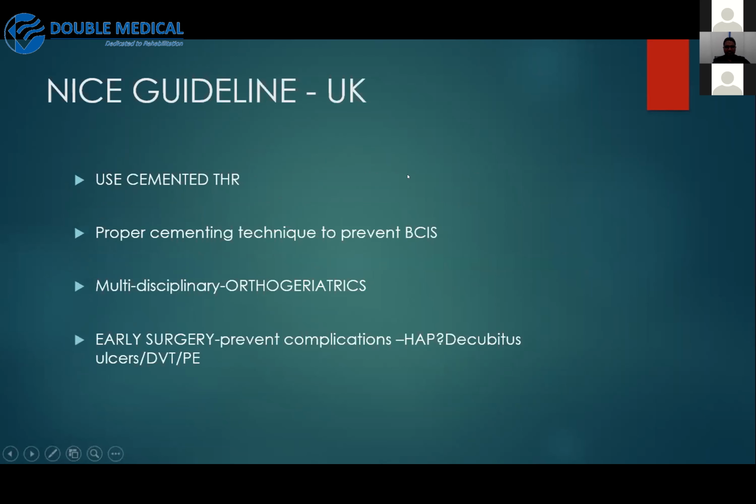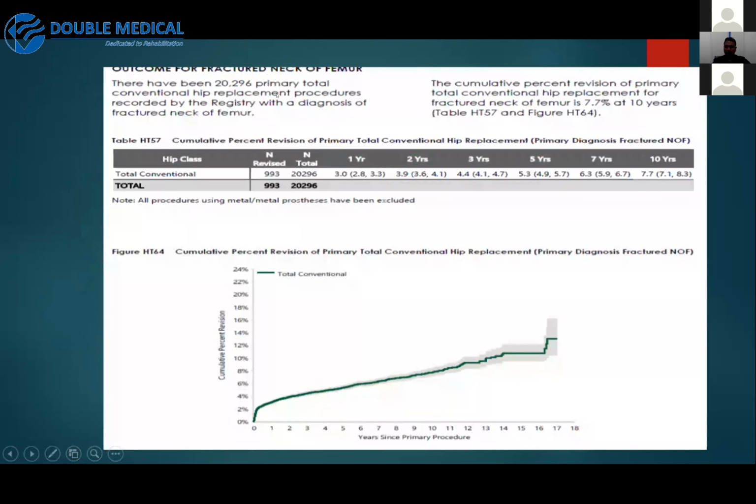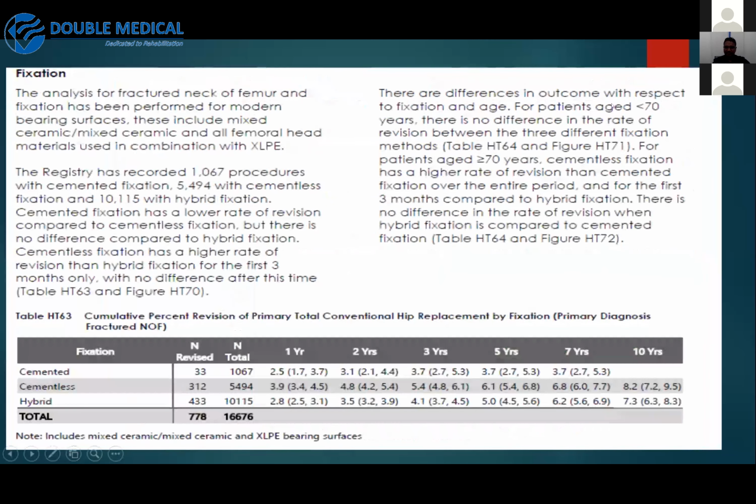So the Australian registry showed that the total cumulative percentage of revision in primary THR for a fractured neck of femur is 7.7% at 10 years. That is really good. And when they analyzed the fractured neck of femur, they found that there's a difference in outcome with respect to fixation and age. For patients aged less than 70, there is no difference in the rate of revision between the three fixation methods, which were cemented arthroplasty, cementless arthroplasty, and hybrid. So they found in less than 70, there was no difference.